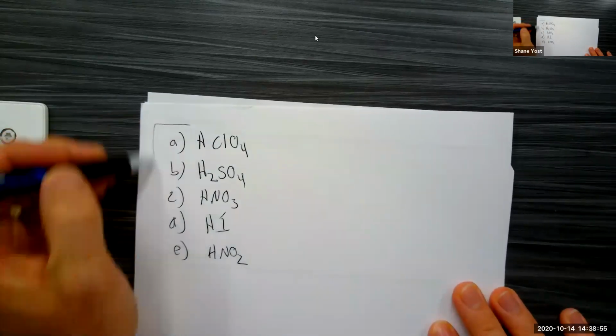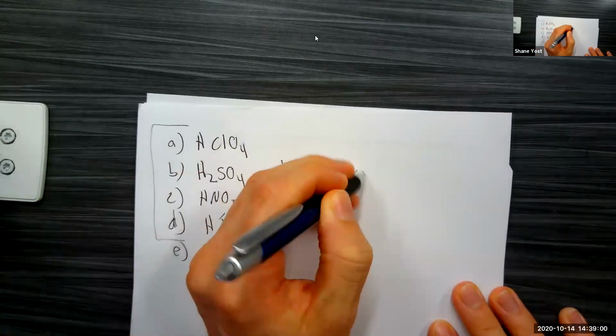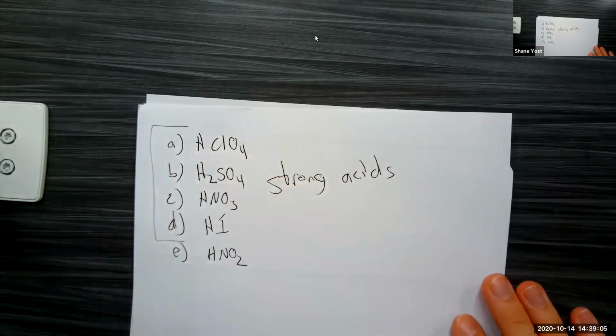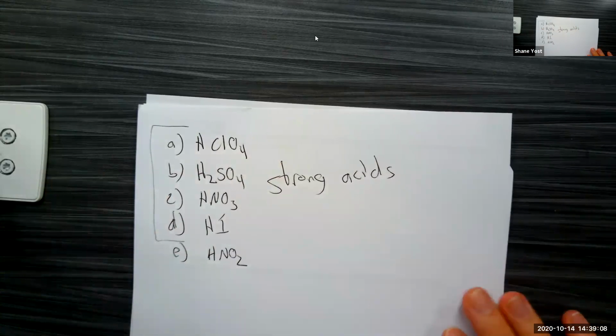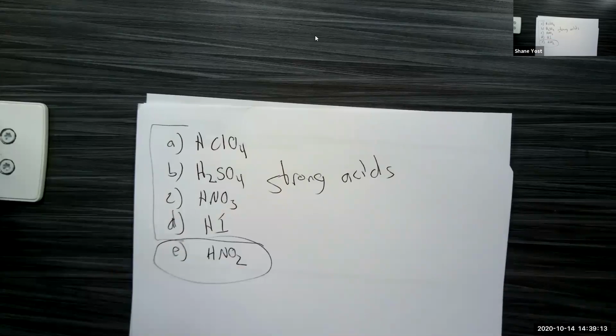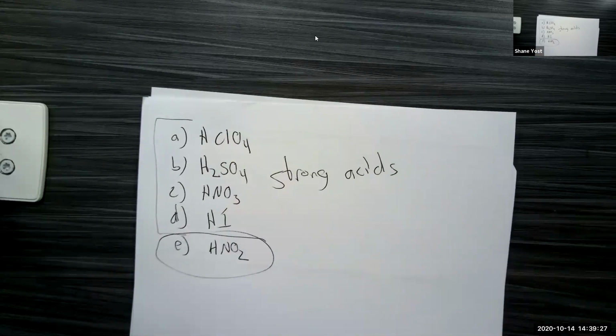A through D are all strong acids. They're all given in the list of strong acids we went over on Monday, and again in the lecture slides. E is the only one that is not, so that is the weak acid. Near the end of this chapter, we'll talk about why HNO2 is a weak acid versus HNO3 being a strong acid. But for now, just know that one is strong and the other is weak.